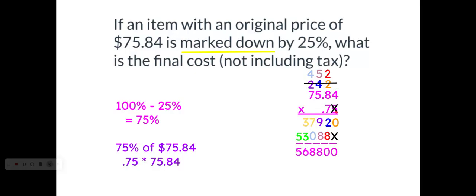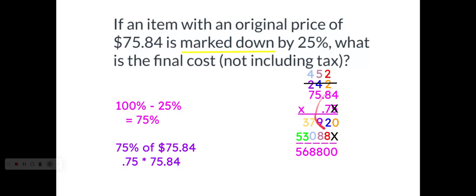Now I'm going to add these numbers up. 0 plus nothing is 0. 2 plus 8 is 10. Carry the 1. 1 plus 9 is 10. Plus 8 is 18. Carry the 1. 1 plus 7 plus 0 is 8. Nothing to carry. 3 plus 3 is 6. Nothing to carry. And then 5.